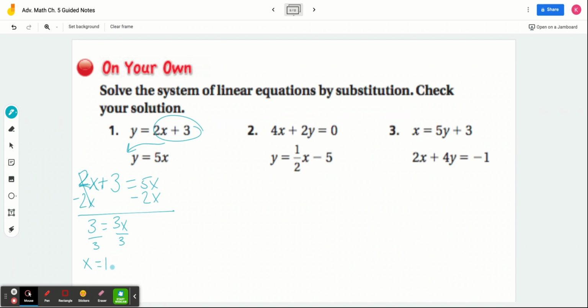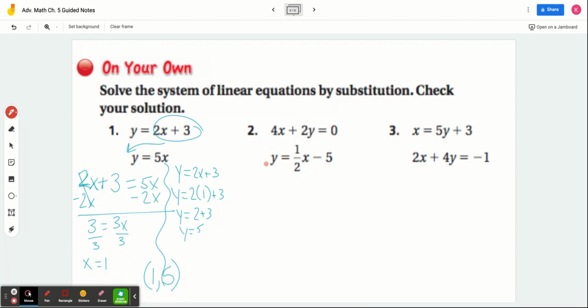Now, we take this value and plug it back into one of my original equations. So if I do this, I have y equals 2x plus 3, and I'm replacing x with 1. 2 times 1 is 2, plus 3 is 5. So I should know that x is 1 and y is 5. Or as an ordered pair, my point of intersection of these two equations is going to be the point 1, 5. Now we can look at the next one.